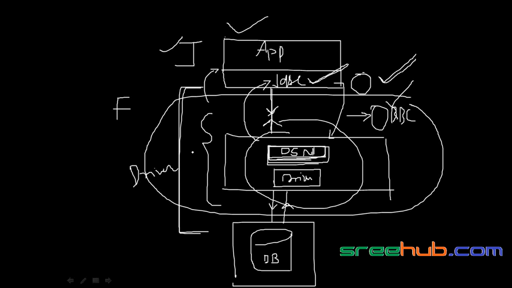So that is how your JDBC-ODBC connectivity occurs. And this JDBC-ODBC is the slowest across all the different types of drivers. This is the slowest one.